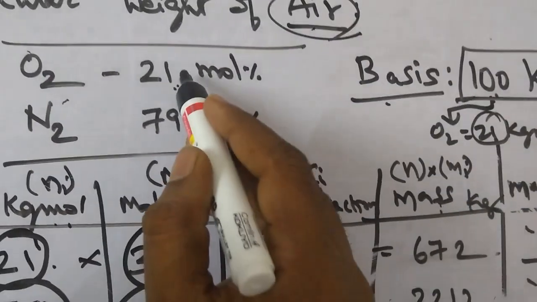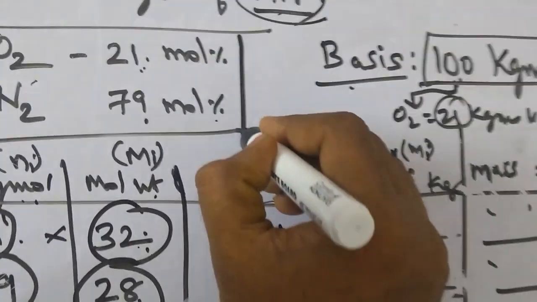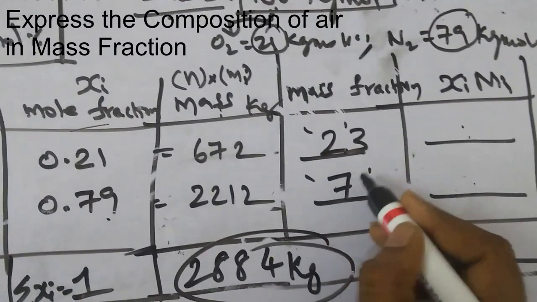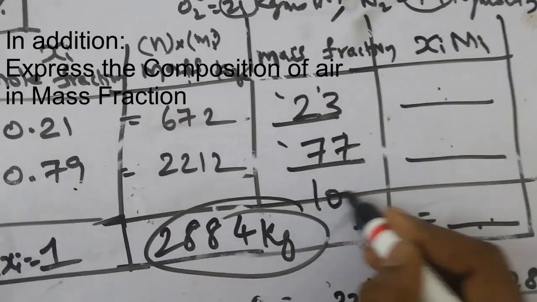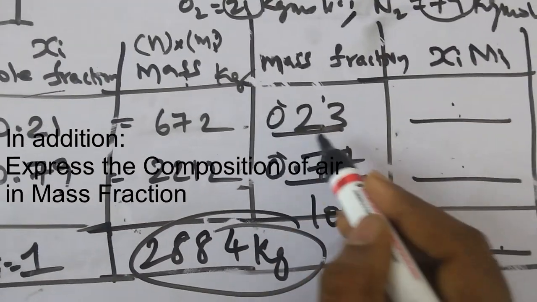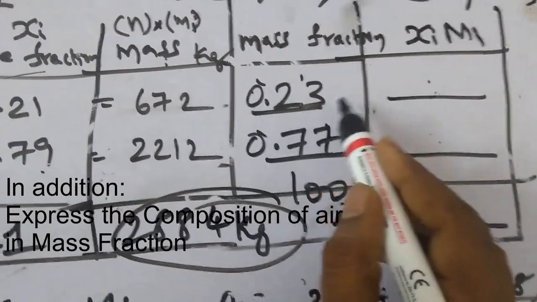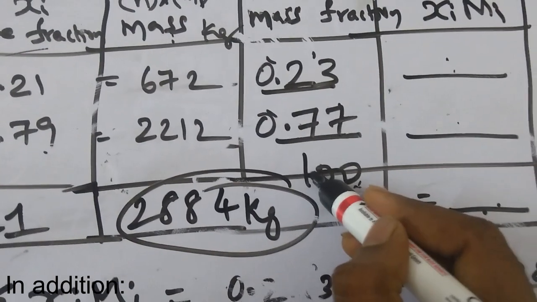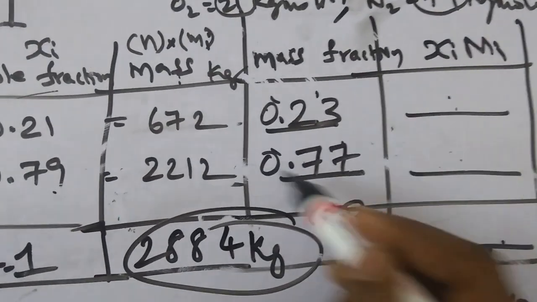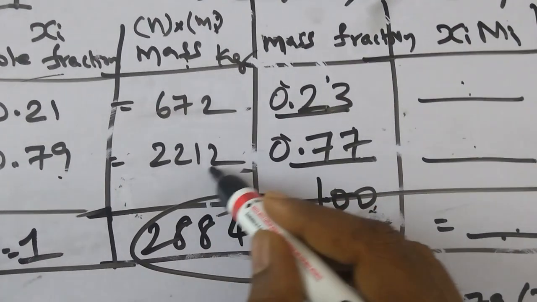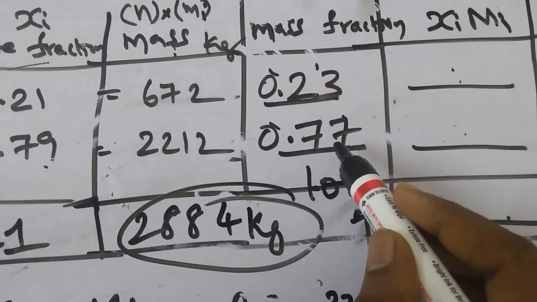So here we are getting 21 and 79 mole percent. So you will be getting 23 and 77. Total should be equal to 100, right? So mass fraction will be 0.23 and 0.77: 672 divided by 2884 will be 0.23, 2212 by 2884 will be 0.77.